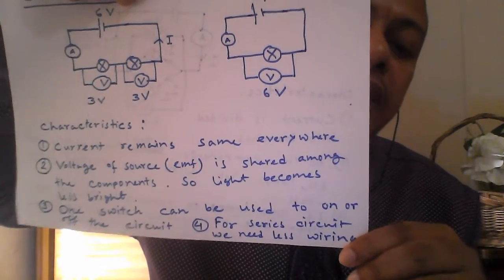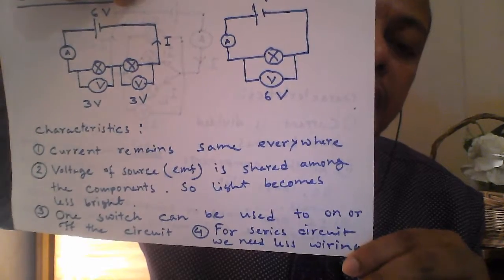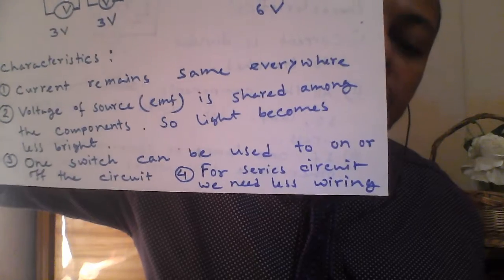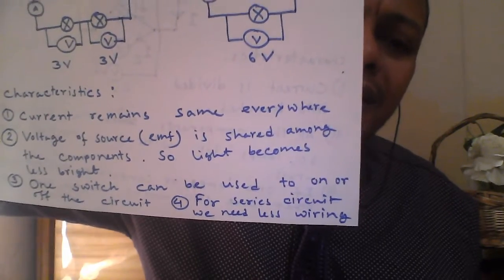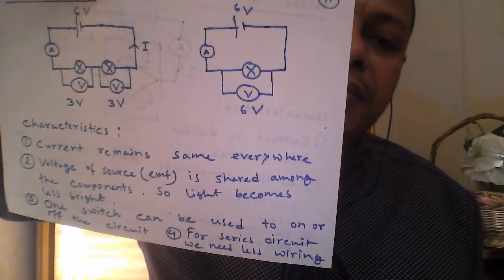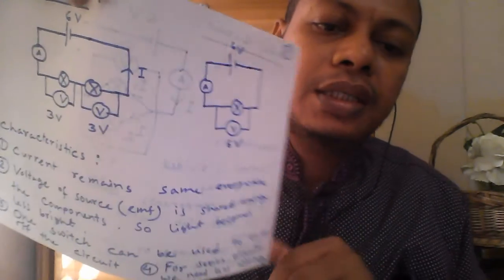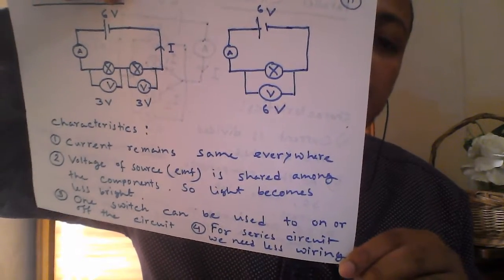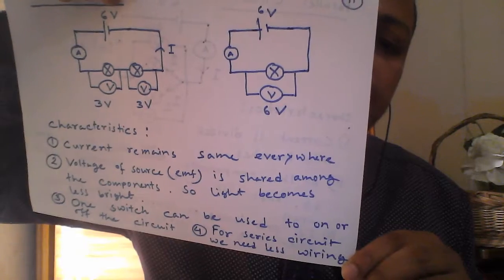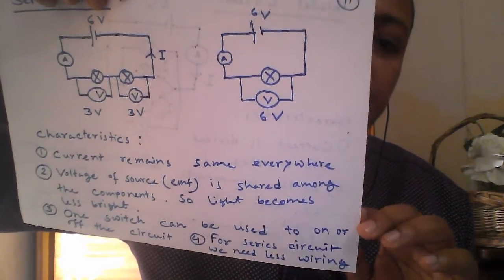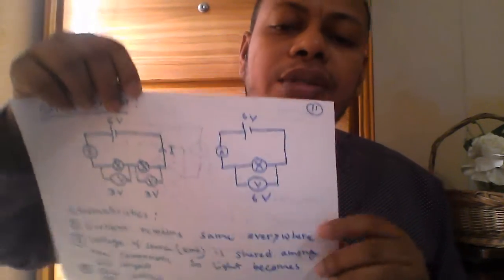And the last one, you see fourth point, here it's written that for series circuit we need less wiring, because it is a simple circuit. We do not have any branches, there is only a single path and a single wiring there. That's why we do not need too much wiring to make a series circuit. So that's all about series circuit.